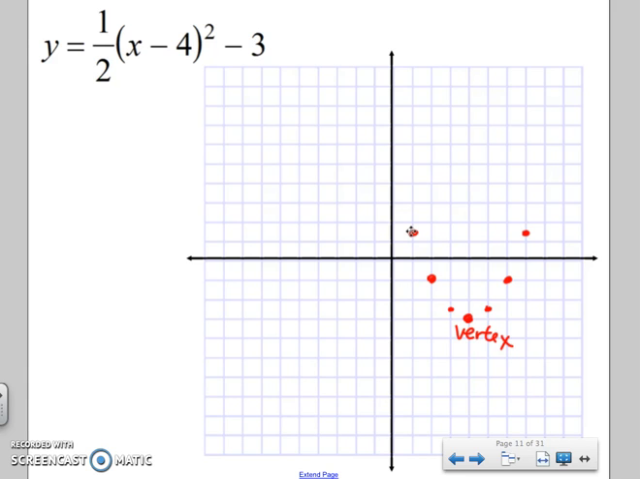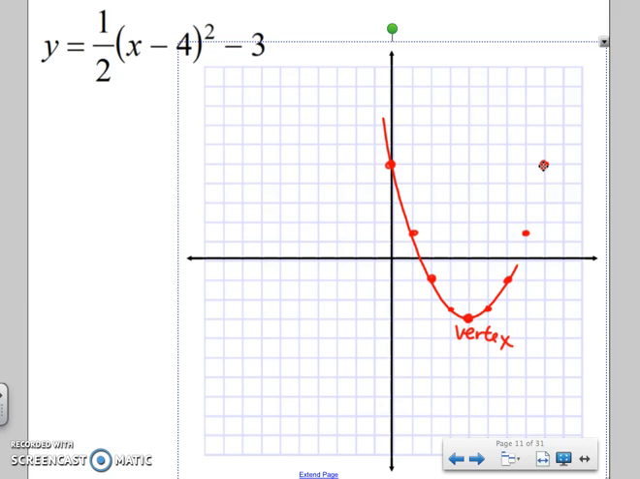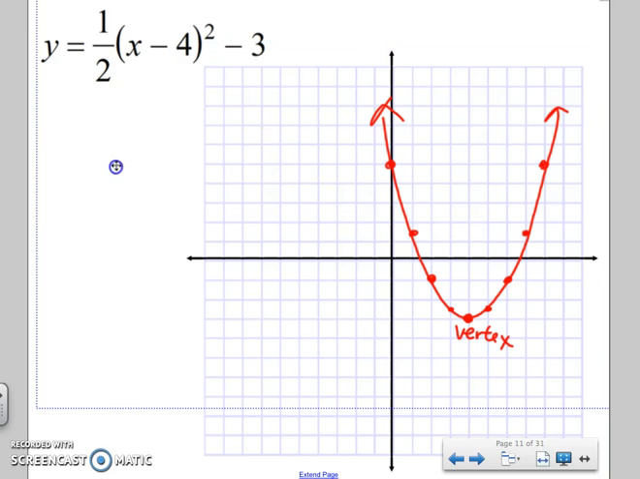And then the last one was over 4 and up 8. So you'll go over 1, 2, 3, 4, and up 1, 2, 3, 4, 5, 6, 7, 8. And then on the same side over there. So here is your parabola. So notice when you put 1/2 out front, it's going to make it open a little bit wider. So that's opening up more. Okay, so that's how you graph parabolas.